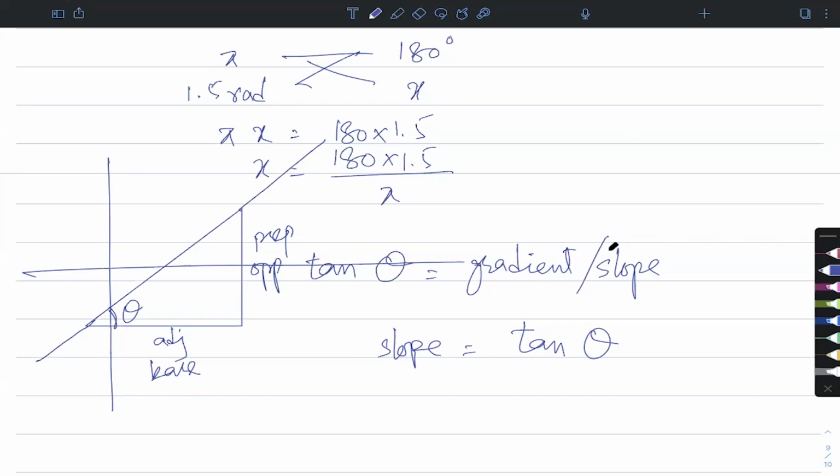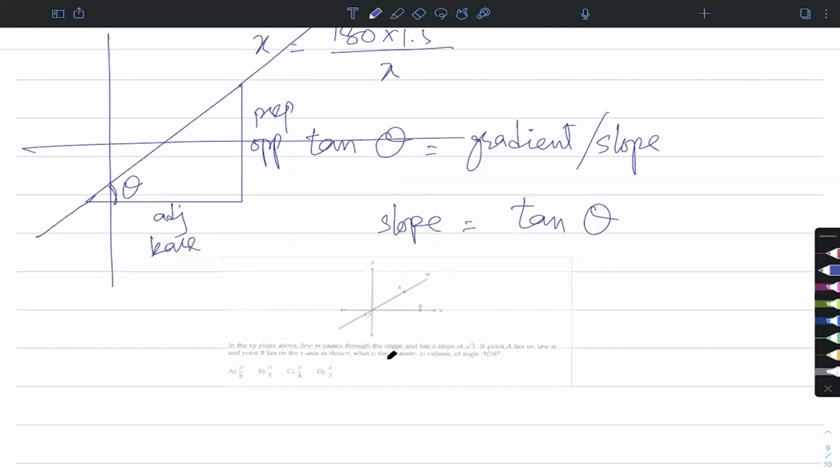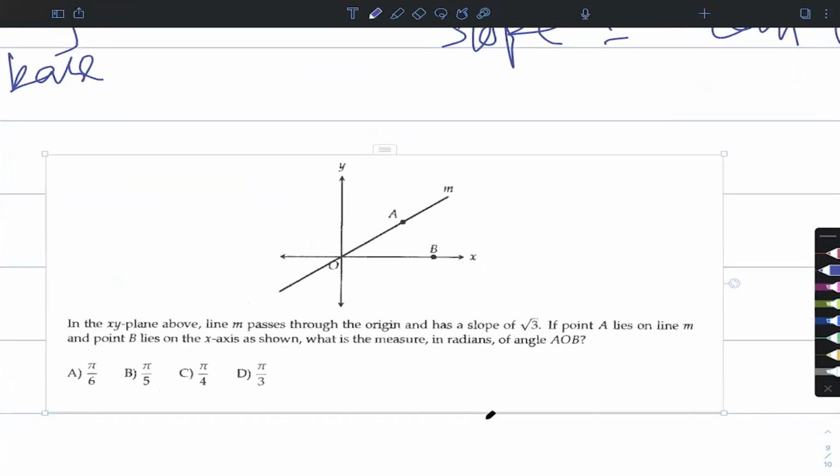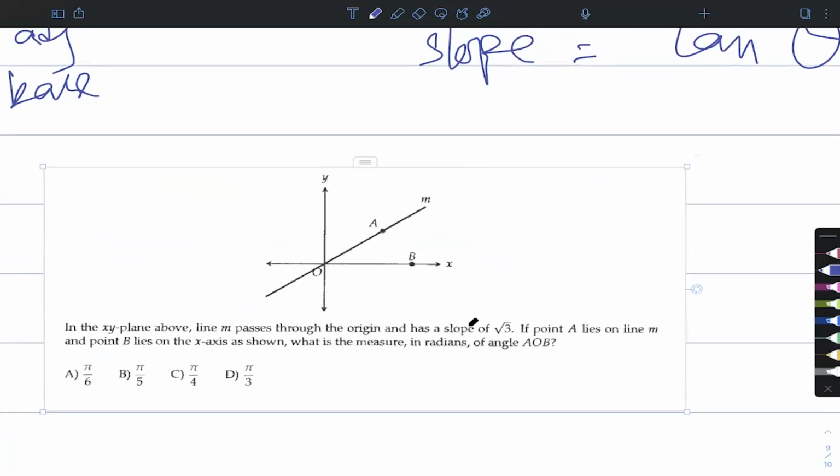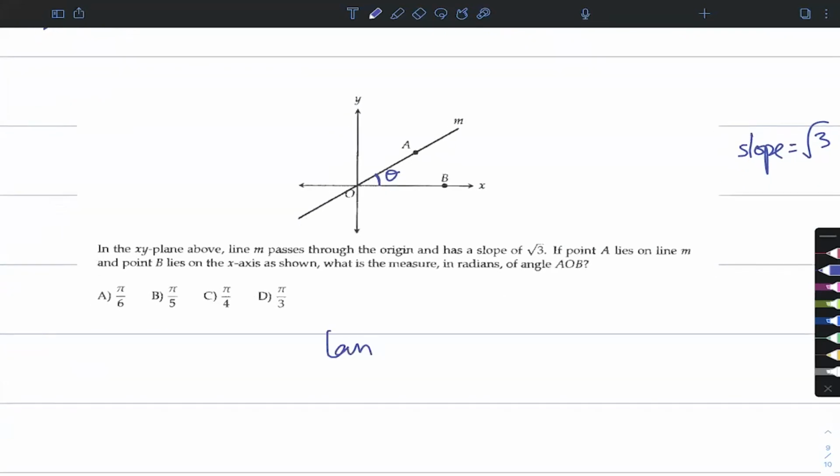So for example, you have this question, and it says that in the xy plane above, line M passes through the region and has a slope of square root of 3. All right, so its slope is square root 3. If a point A lies on line M and point B lies on the x-axis, what is the measure of angle AOB? Again, let's call this angle AOB theta. Then tan of this theta is equal to the slope, and that means tan theta equals square root 3.